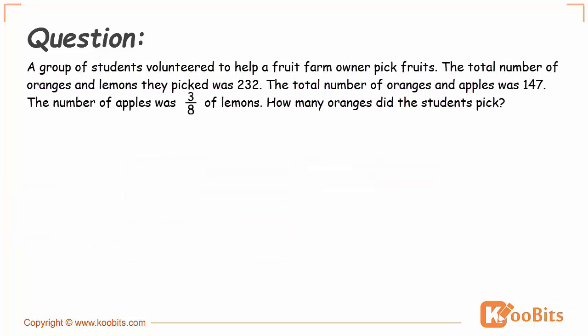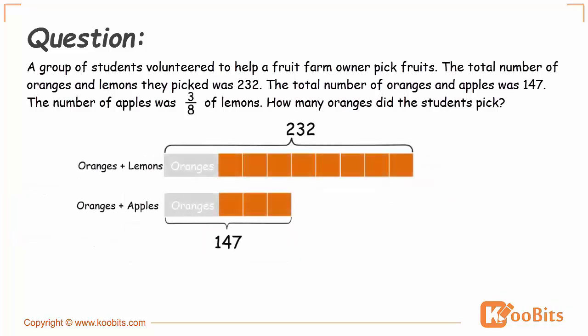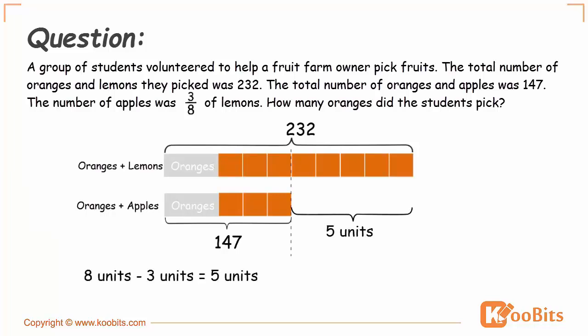Let's find the number of fruits represented by 1 unit. 8 units minus 3 units equals 5 units. 5 units are equal to 232 minus 147 equals 85. 1 unit equals 85 divided by 5 equals 17.